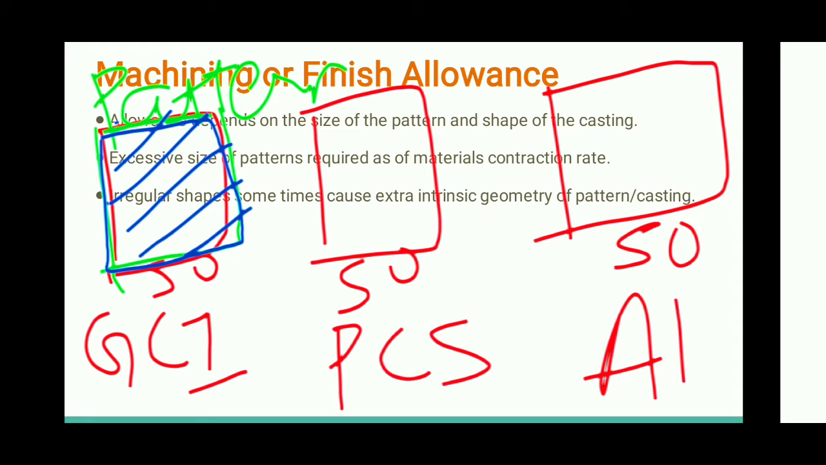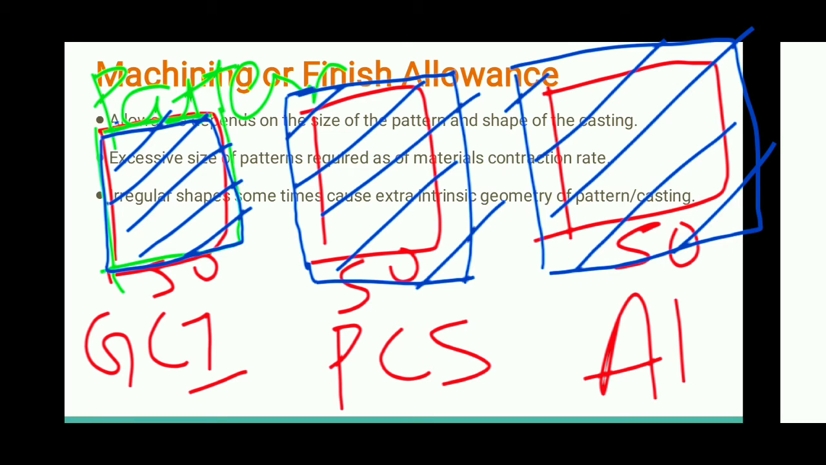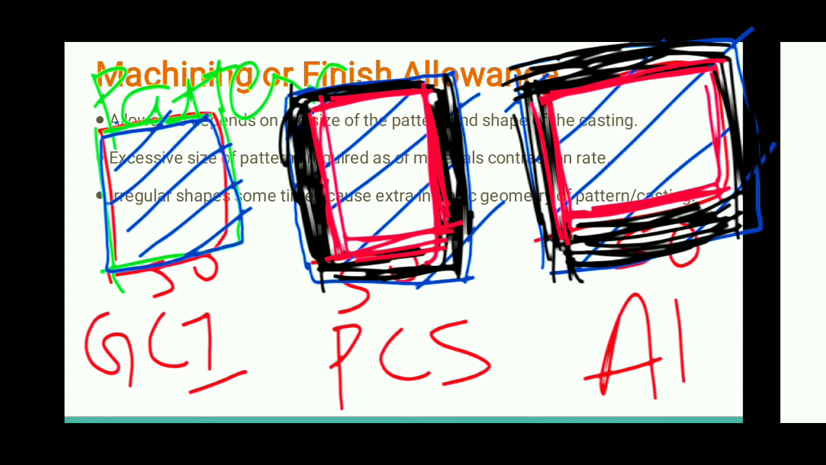But if we use the same pattern for the mold cavity in which plain carbon steel or aluminium is filled, then the size of the casting will be different, because the rate of contraction of the aluminium and the plain carbon steel is different. So these dimensions will be greater than what is required at the end. If the dimension is greater, then we have to go for a machining process. Whatever excess material is there, we have to remove with the help of a shaper or milling machine, whatever is required. The amount that we remove, we call the machining allowance.